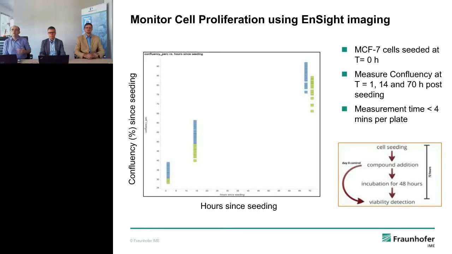So these are how we want to improve the process, and this is where we saw the opportunity with the EnSight reader. I'll present some preliminary data that we've got using that system. Here's an analog of some of the data presented by Norbert, where we were monitoring cell proliferation using bright field illumination versus hours since seeding. This is for an MCF7 line, and you can see that we were able to get a reasonable estimate of confluency.